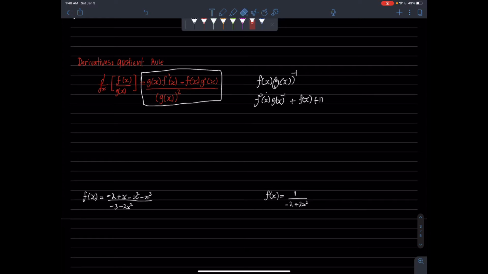Times -1 times g of x to the -2 times g prime of x. Right, you see.